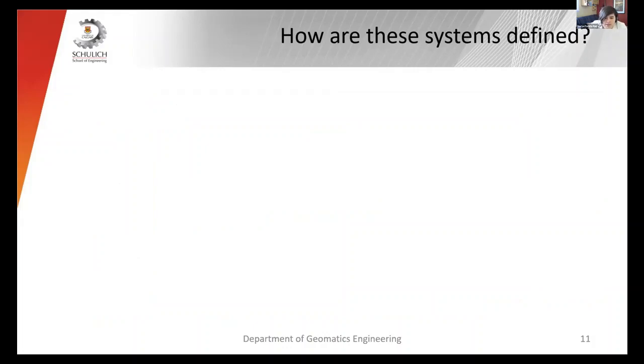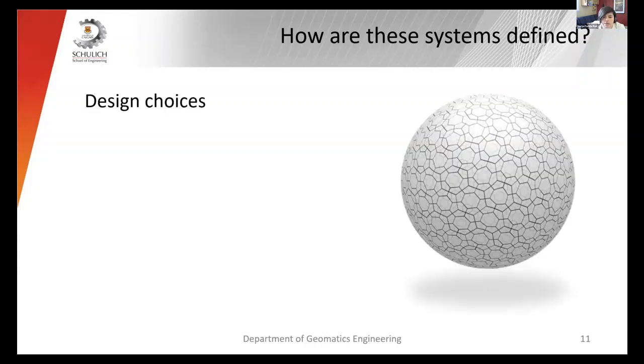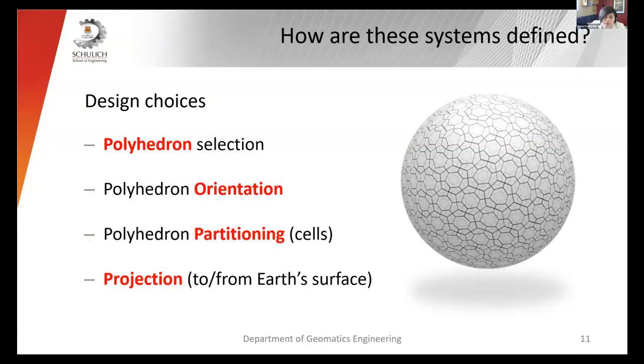So how are these DGGS systems defined? There are a series of design choices needed to be made to construct the DGGS. First, you need to select a polyhedron to model the Earth's surface. Also, its orientation related to the Earth and the way the polyhedron will be divided into cells and how the partition of these cells will be performed in subsequent resolutions. Also important is to select the projection that will be used to project this polyhedron and its cells onto the Earth so we can perform transformations.